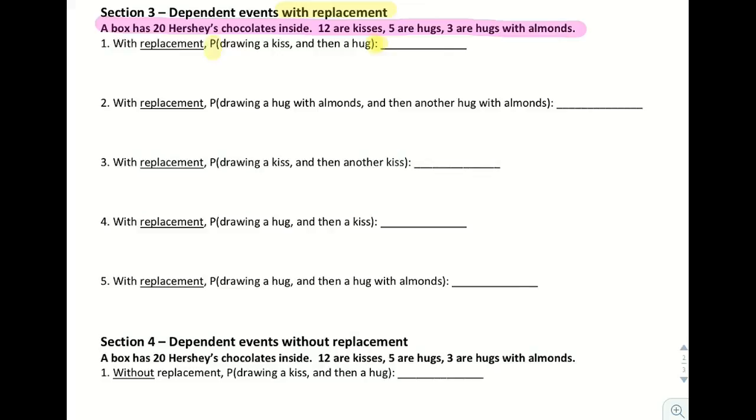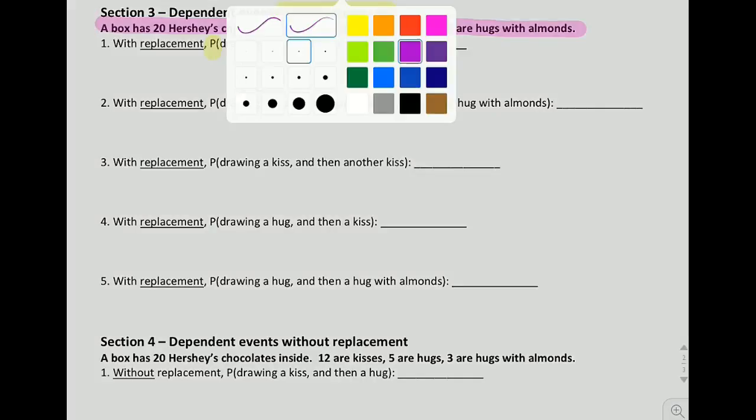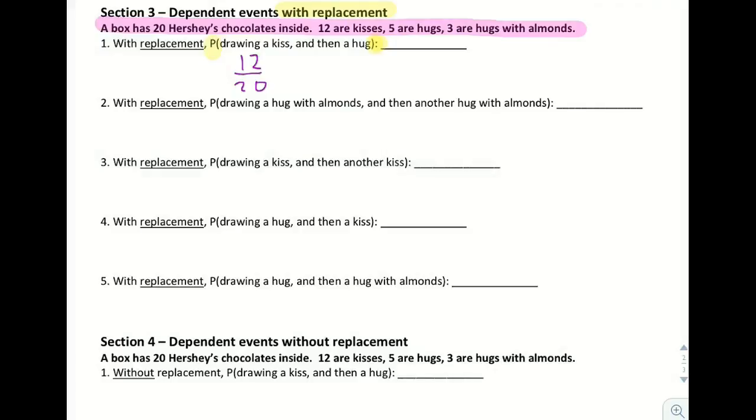So it says, with replacement, probability of drawing a kiss. Well, the probability of that is going to be the 12 kisses that you see out of the total, which is the 20. So 12 out of the 20. It says, and then a hug. And we're going to find the probability of a hug. Well, there's 5 hugs in the jar, and there are still 20 Hershey's inside the jar. And the reason that there's still 20, not 19, is because when we took out that kiss, we replaced it or put it back. And so that left us with 20 once again.